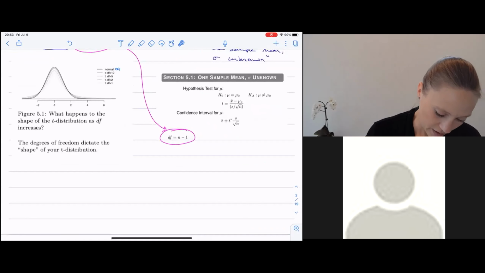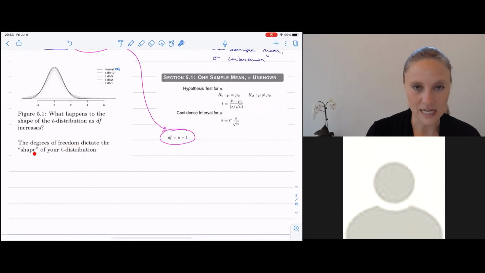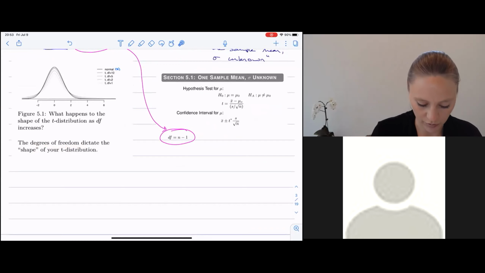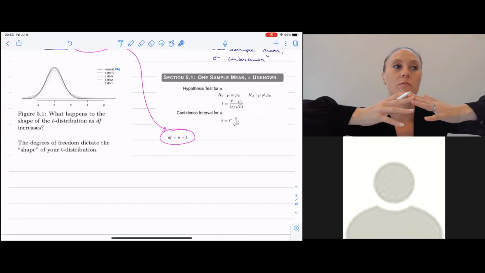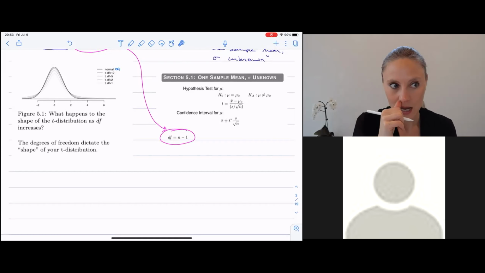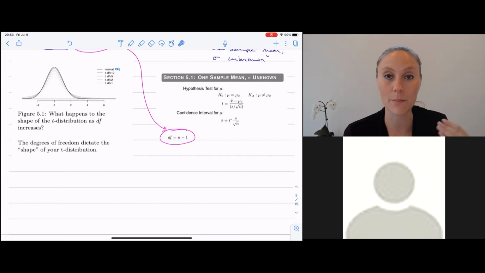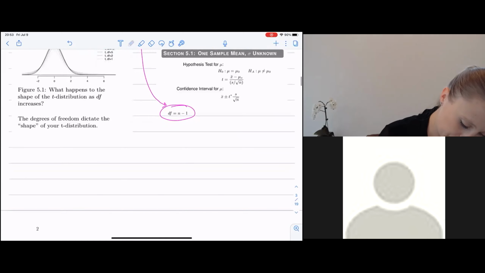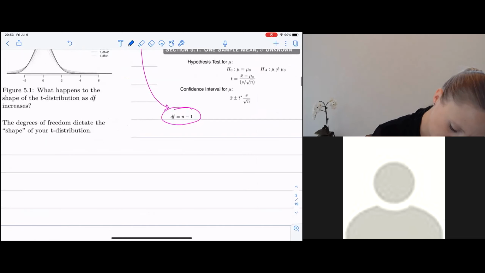Okay. So the degrees of freedom dictate the shape of the t distribution. Is it going to have lots of room in the tails, or is it going to be very similar to the z distribution? And because the t distribution only relies on the degrees of freedom to know everything about it, we say that the t distribution only has one parameter, and that parameter is the degrees of freedom.